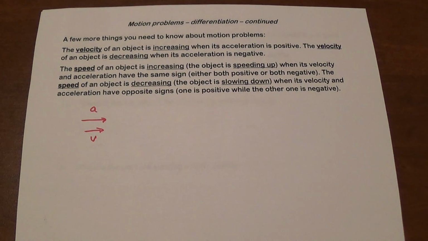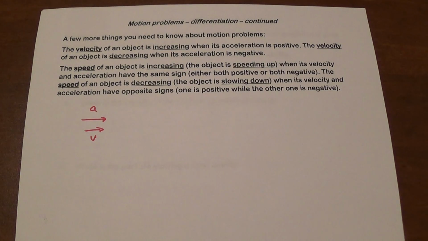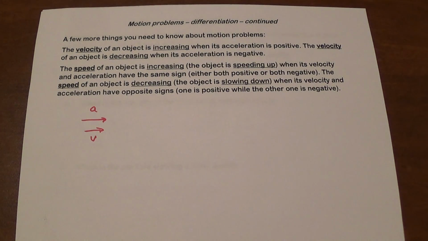Think about a situation. You're standing at a traffic light and the light turns green. What do you do? You hit the gas pedal, and when you hit the gas pedal you're going to start moving forward, which means your velocity is positive and your acceleration is what's causing your car to move faster and faster. So your acceleration is going to be positive as well, and they're both positive, and you are speeding up because you're going faster and faster.